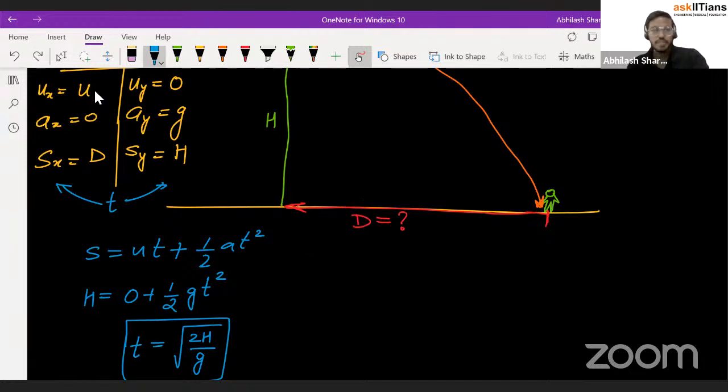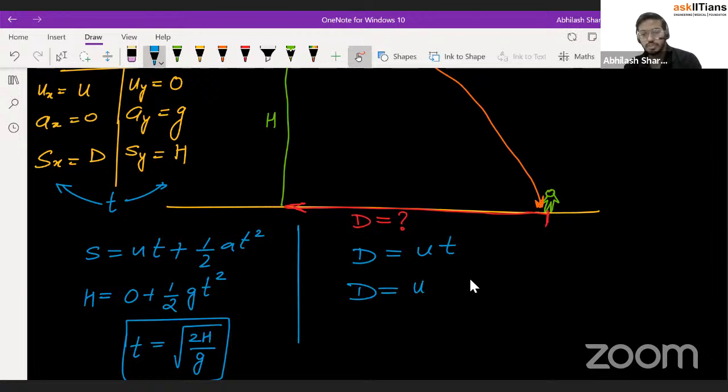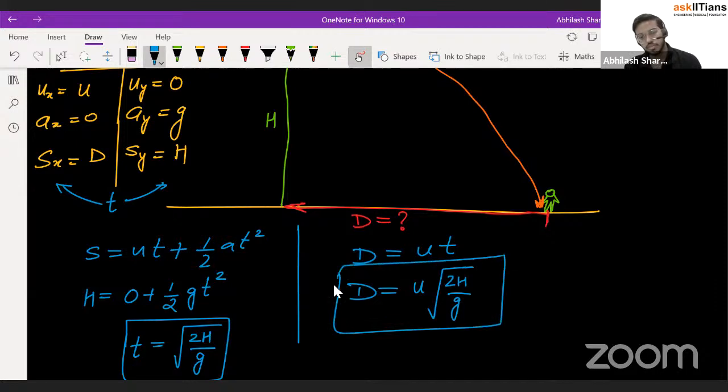I know the same time can be used in the x part also. In the x part, I can simply apply distance is speed into time, u into t. What is u? u is given as u only. What is t? The time we have just now found out, root 2h by g. And that's our answer. This is the distance before which the chopper must throw.